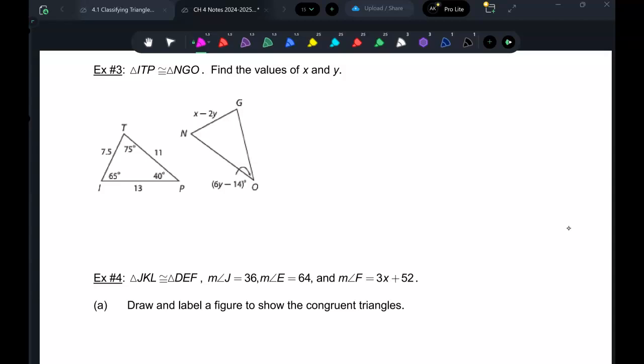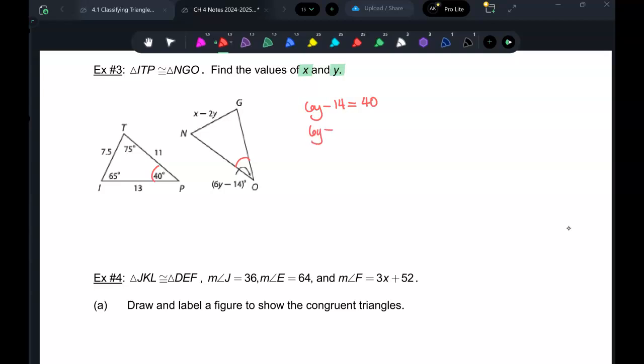All right, triangle CPC ITP is congruent to NGO. So I want to find the values of X and Y. I'm actually going to solve for Y first. Looking at the order of the letters, angle O is the last letter in this triangle. So it has to match which one? P. So I'm going to make perfect.